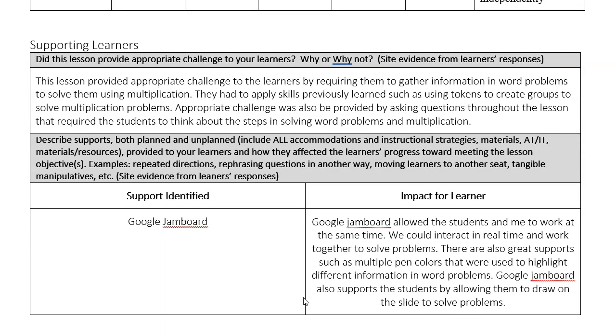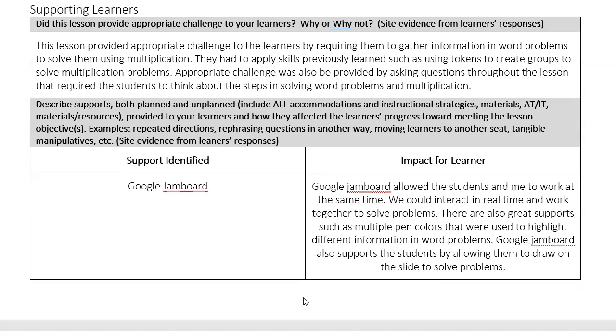The next step that you'll want to think about is the supports that you provided during the lesson and the level of challenge. So looking through your data, did the lesson provide an appropriate level of challenge? Why or why not? And again, you want to cite evidence from their actual responses. So here you might be reflecting on if all students got everything correct. Was it challenging enough? If it was, tell me why. If it wasn't, maybe list how you could have made this more challenging or what supports could have been removed, changed in some way.